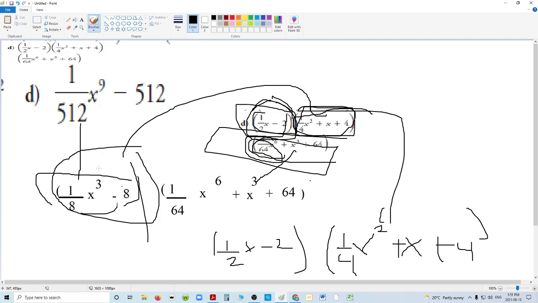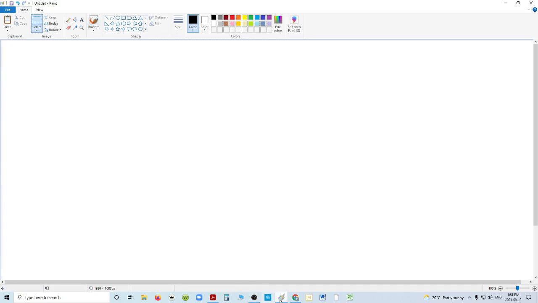So the only thing that happened is, one, I didn't correctly write down the cube root of 512, and two, I didn't factor out the second factor. But there you go. Pretty much it.